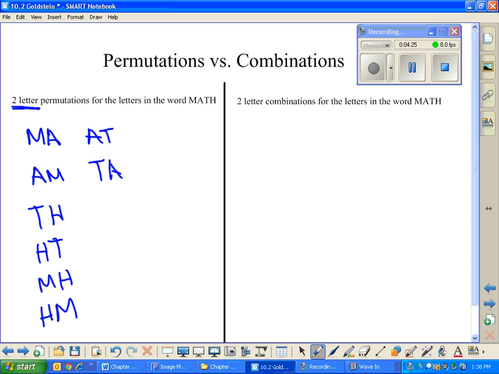Notice I'm taking 2 of the letters out of the word math and I'm writing them, then I'm just flipping them, right? Because order matters, so it's different when it's MA as opposed to AM. So that's the 12 different 2-letter permutations for the letters in the word math. Can someone let me know how I would maybe set it up mathematically with my NPR equation. Claire? Do you know the?